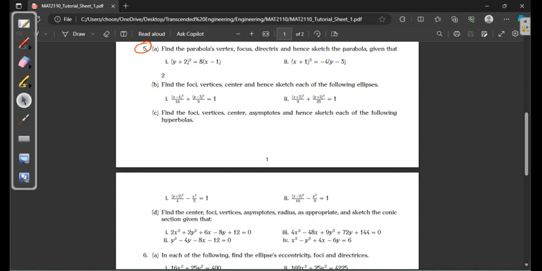So the first one, just write it down. The first one is (y + 2)² = 8(x − 1). Then the other one has (x + 1)² = −4(y − 3), like that. So we have to find the vertex, we have to find the focus, and we have to find the directrix. But I believe this is easy for us.